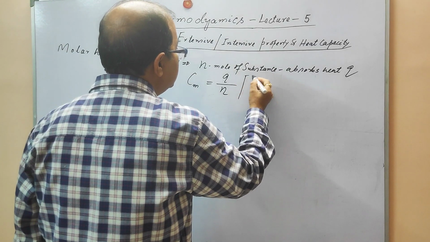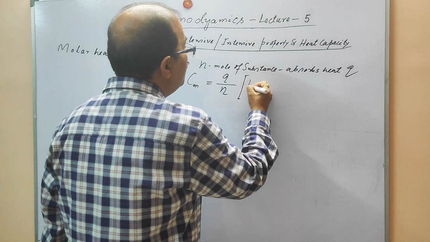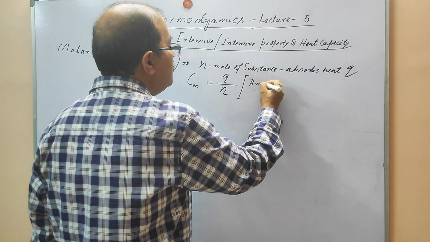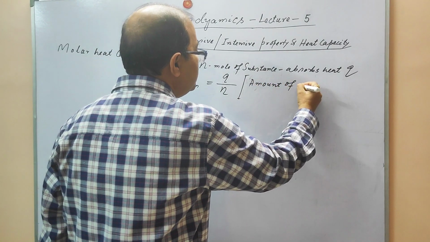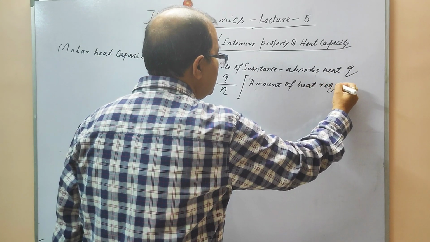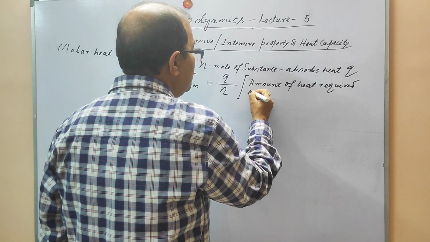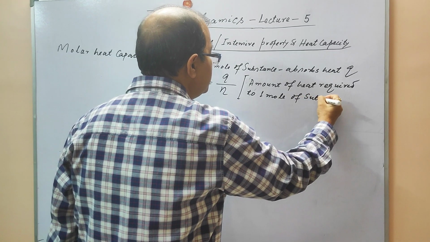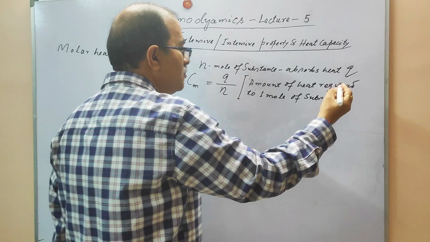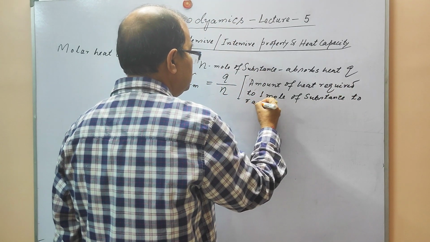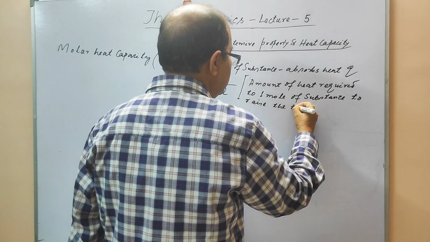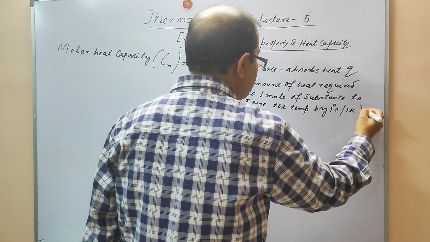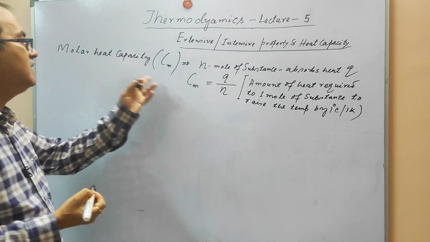So we can define this molar heat capacity: for 1 mole of substance, the amount of heat required to raise the temperature by 1 degree Celsius or 1 Kelvin is called the molar heat capacity.